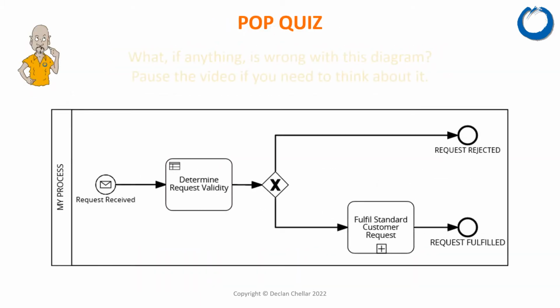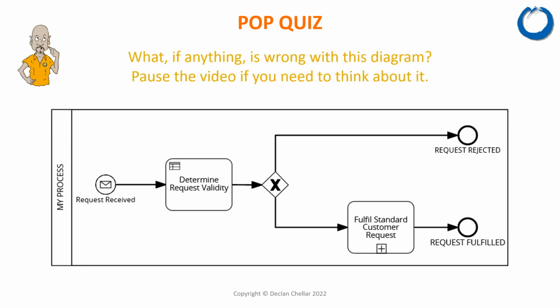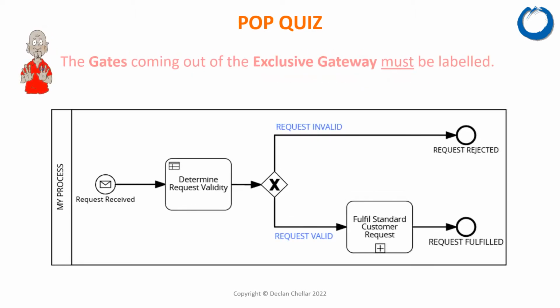What, if anything, is wrong with this diagram? Pause the video if you need to think about it. The gates coming out of the exclusive gateway must be labelled.